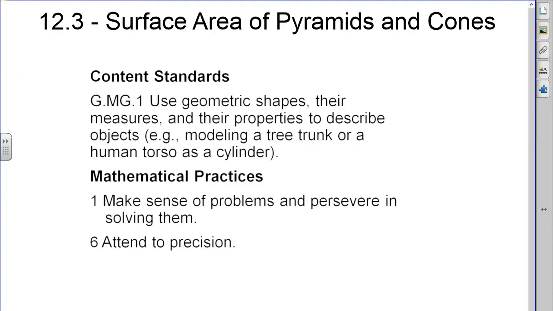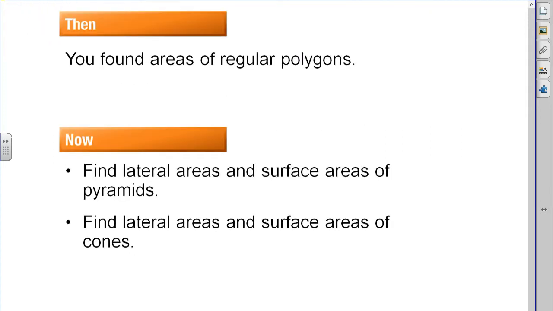Okay, so here are the notes for section 12.3, surface area of pyramids and cones. It's very similar to 12.2, different formulas, but the ideas are still the same as far as breaking it down and finding certain distances and lengths. So we're going to talk about again lateral surface area, which is surface area without the base, and then total surface area, which is with the base.